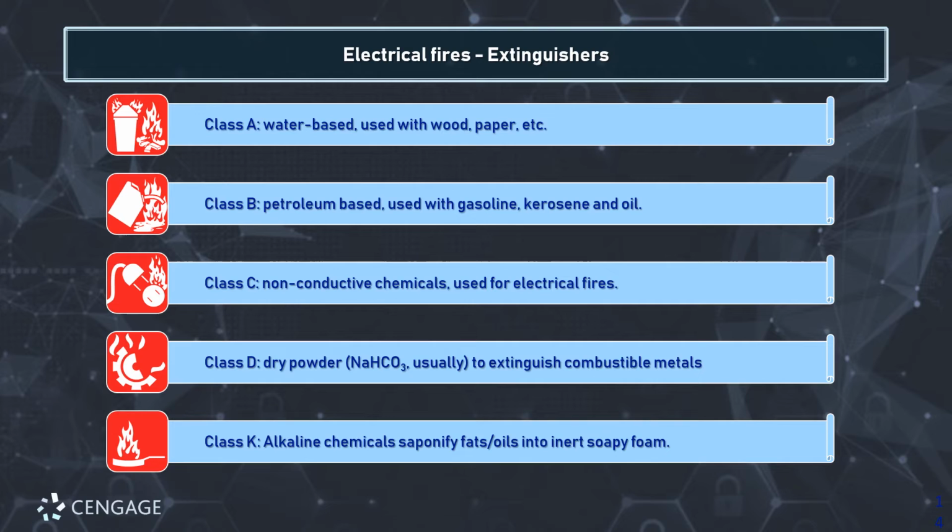Class D is usually sodium carbonate. It's a dry powder extinguisher that's used to break up combustible metals. So for those of you who are fans of Mythbusters, you may have seen things like magnesium, titanium, thermite, types of iron oxide that are oxidized in different ways. This stuff is very energetic and traditionally burns so hot that not only does it instantly atomize water, vaporizes it right away, but it is a chemical reaction that is occurring.